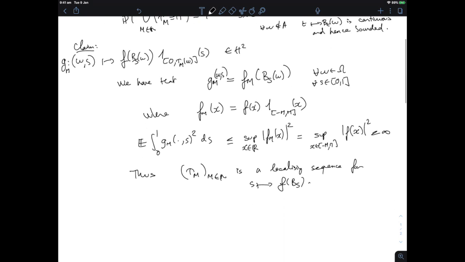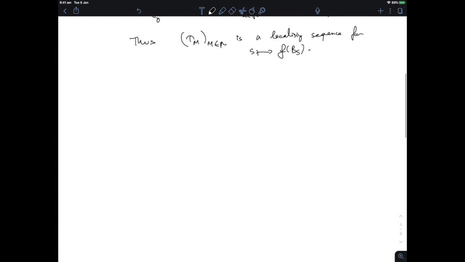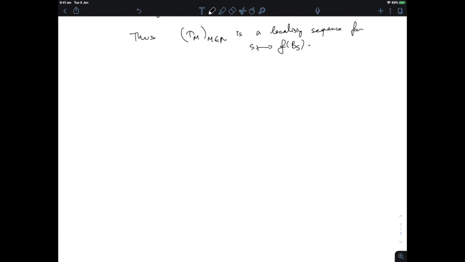Great. So this means, by definition of the integral of an L2 loc process, and the fact that it's independent of the choice of localizing sequence, that this integral that we're trying to compute, the integral of f of s dBs, is going to be nothing but the limit of the integral of the Fm of s dBs as capital M goes to infinity. And now this is a reasonably nice H2 approximation, right? It's an H2 approximation by a bounded function.